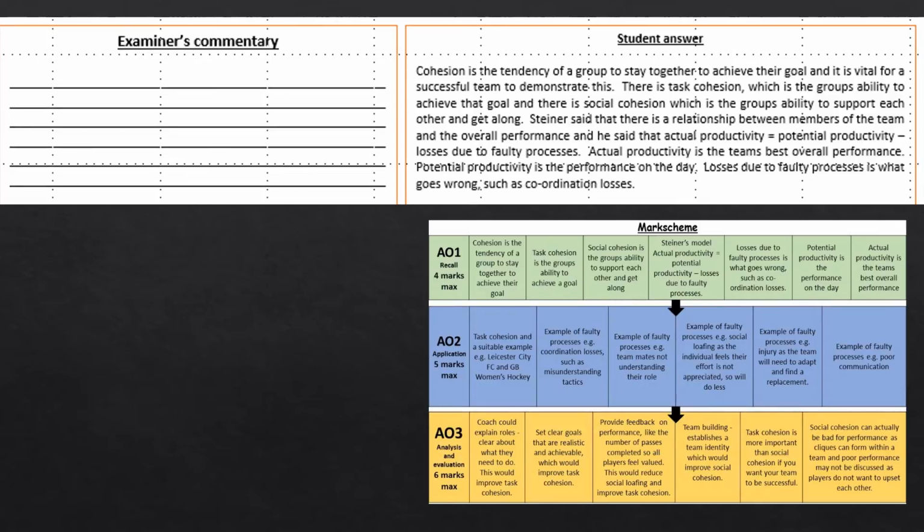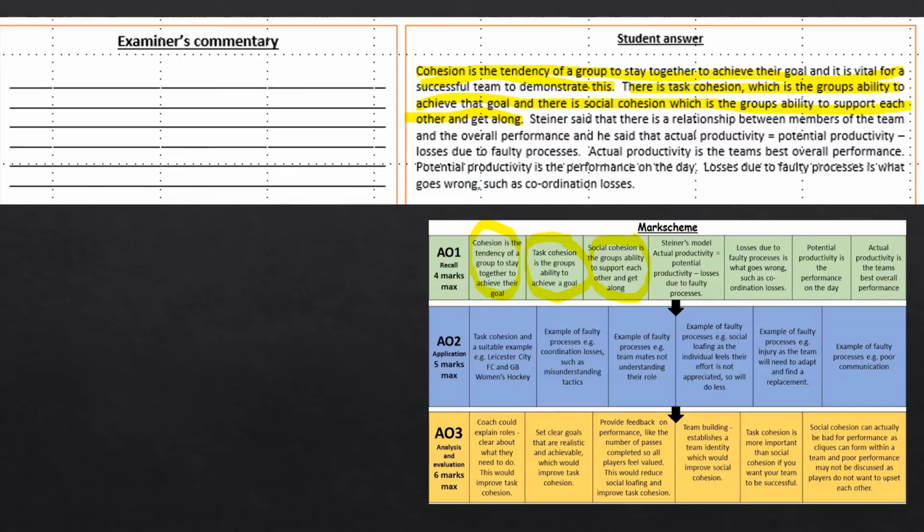So we're going to start by looking at the content which has been achieved in this first paragraph, and there is quite a few bits that have been achieved. It starts off with documenting a definition as to what cohesion is, which, as we can see on the mark scheme, is one of the creditable points. They then explain what task cohesion is, and they do exactly the same for social cohesion as well. So already this answer's gotten off to a good start, where key terms have been described and defined.